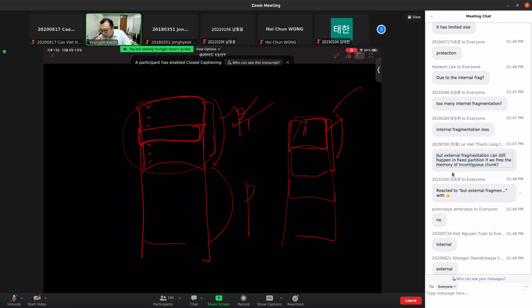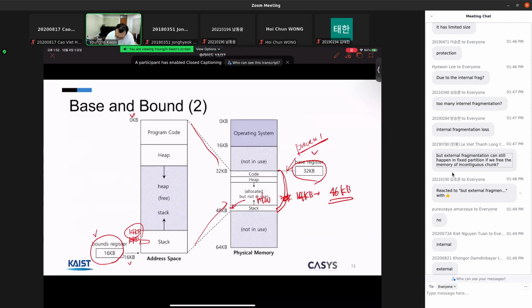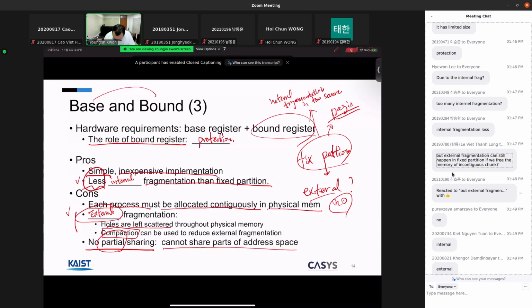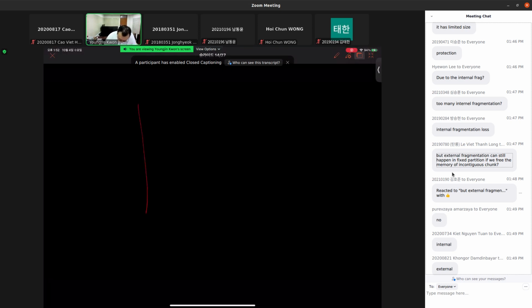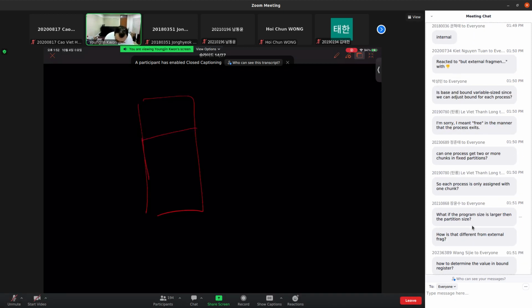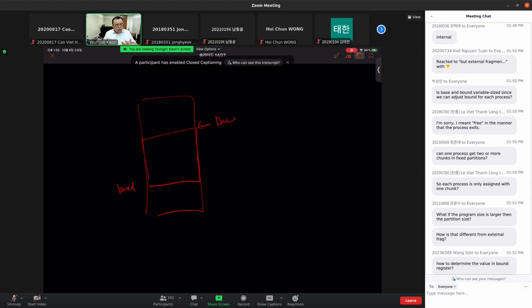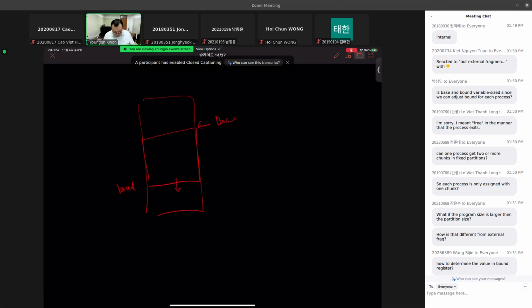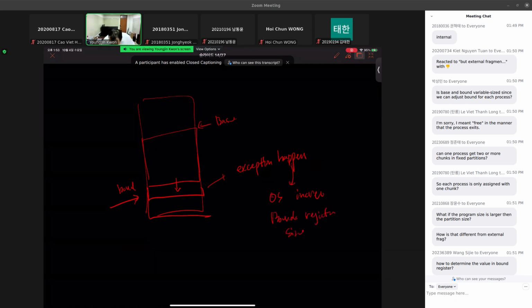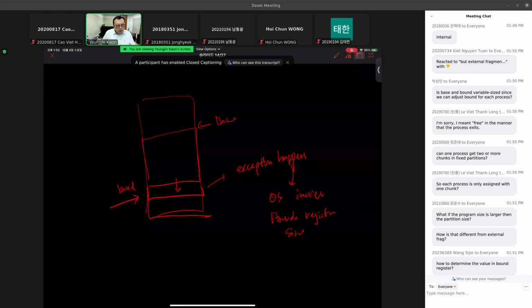And how to determine the value in the bound register? That's a good question. The base and bound register size is related to this. If the application uses memory within the base and bound, fine. If the application tries to use more memory, then an exception happens, and then the OS increases the bounds register size. That was the basic concept of base and bound.